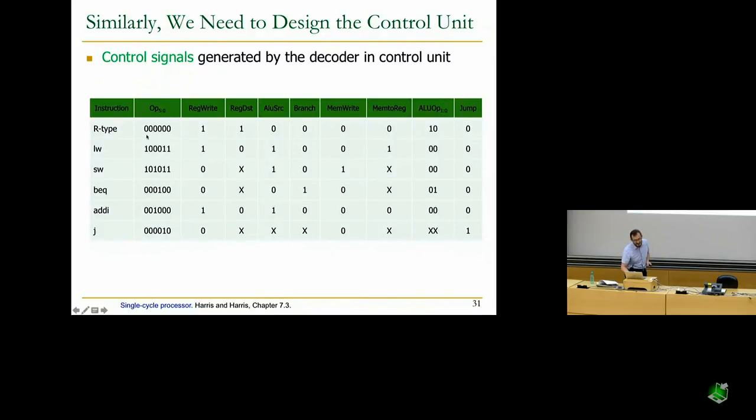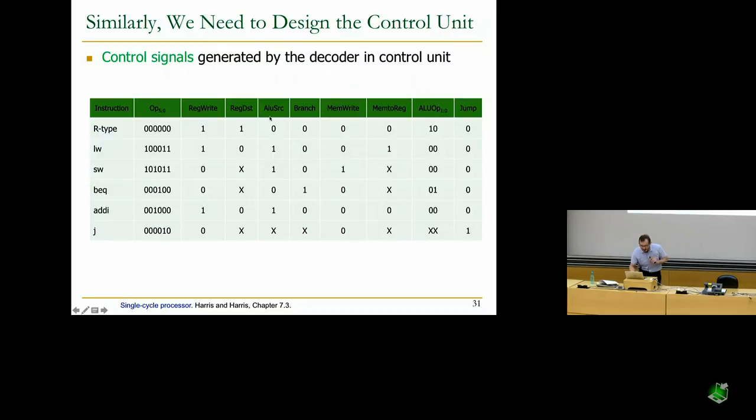If it's an R-type instruction, let me go through the R-type because we just covered the R-type in a little bit more detail. If it's an R-type instruction, the opcode is 0. You're writing to a register, that needs to be set to 1. Register destination mux needs to be set to 1. Remember, are you getting the destination register ID from bits 20 through 16 of the instruction or bits 15 through 11 of the instruction? This needs to be set accordingly.